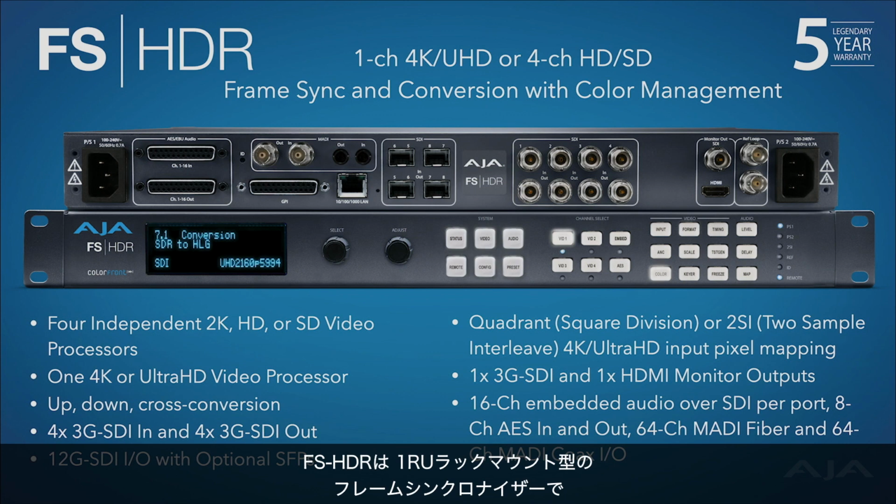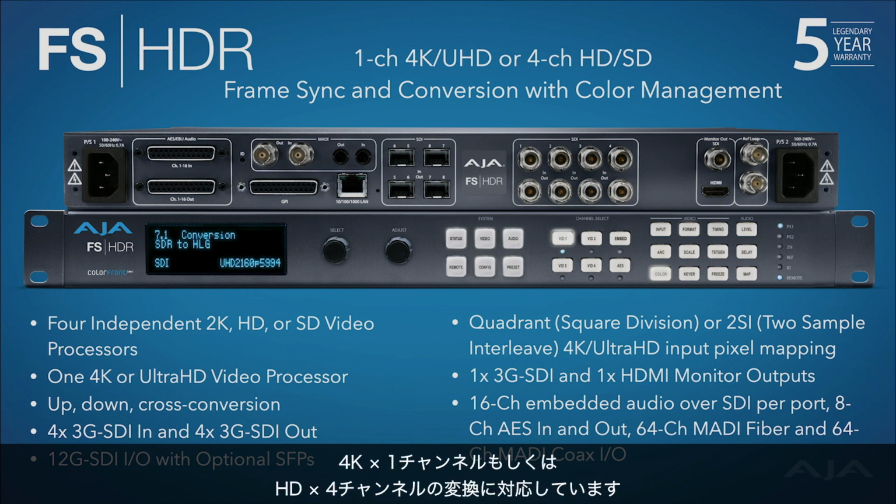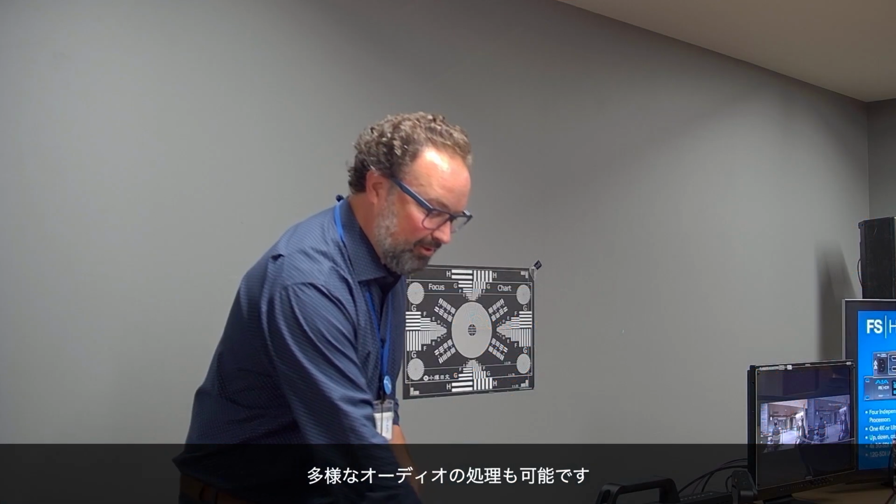So if you're not familiar with FS-HDR, it's a 1-rack unit frame synchronizer that has up-down cross-conversion capabilities in it and so much more. But it is a 1-channel 4K device, or it can be reconfigured to be a 4-channel HD up-down cross-converter and also HDR converter. It also does a whole bunch of audio processing too.